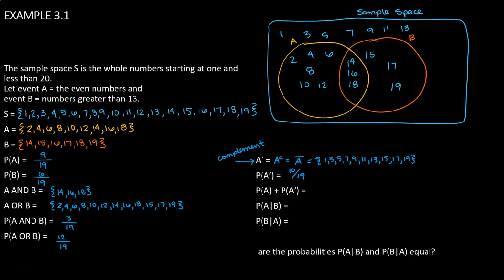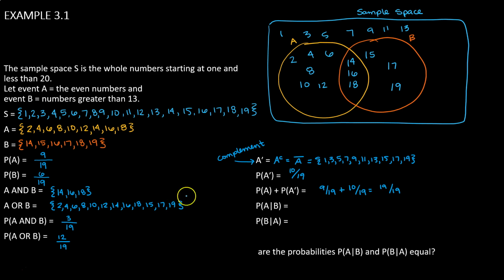Now I had mentioned that if you combined all of the elements from A with all of the complement elements, you would recreate the sample space. Another thing that's true is that if you take the probability of A and you add it to the probability of A complement, you will get a 100% chance or 19 out of 19 probability. So if I say, what are the odds that I pick an even number or an odd number? Well, those are the only choices we have, evens and odds. There's nothing in our sample space that isn't described by even or odd.